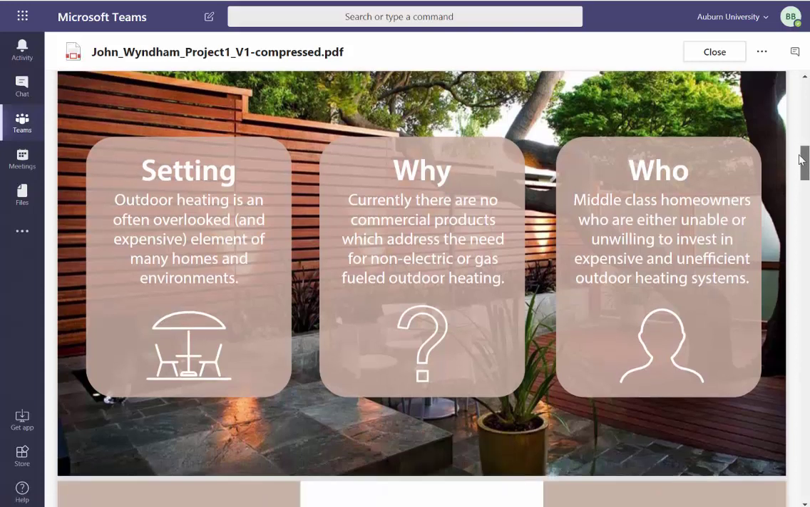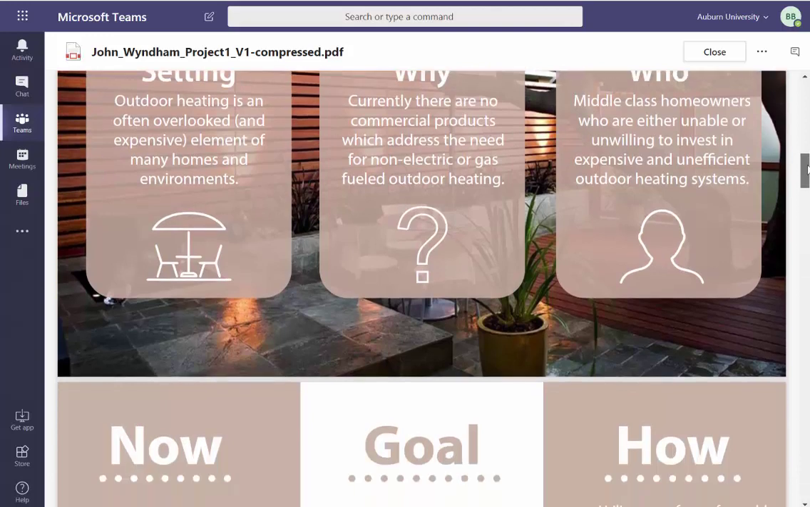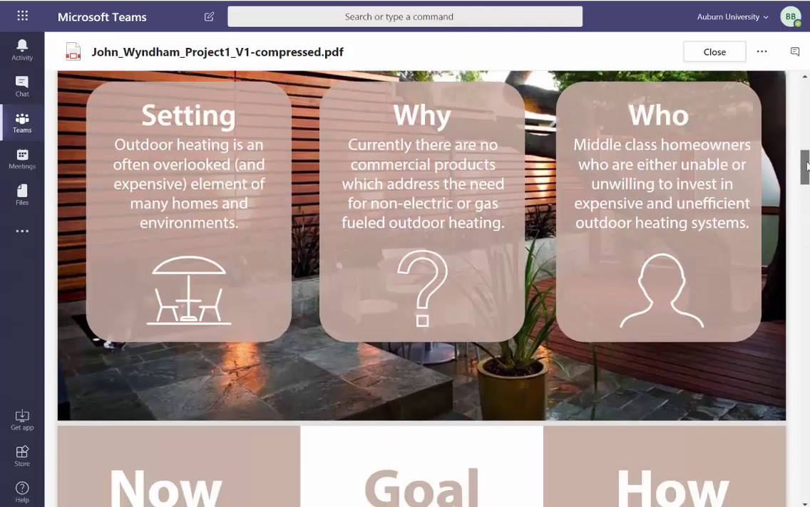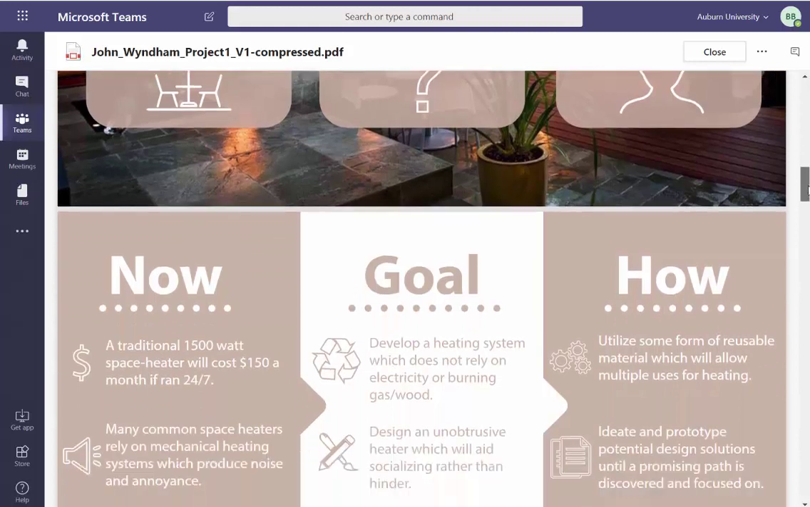Setting, outdoor heating. Currently, no products for outdoor heating. All right, let's move non-gas up to the top. Who? Middle-class homeowners. I would say it's not a price point you're going after, because if I want a bonfire, it's pretty cost efficient, and it's neither gas nor electric, it's wood, and that's pretty cost effective. But what type of feeling are you going for here?